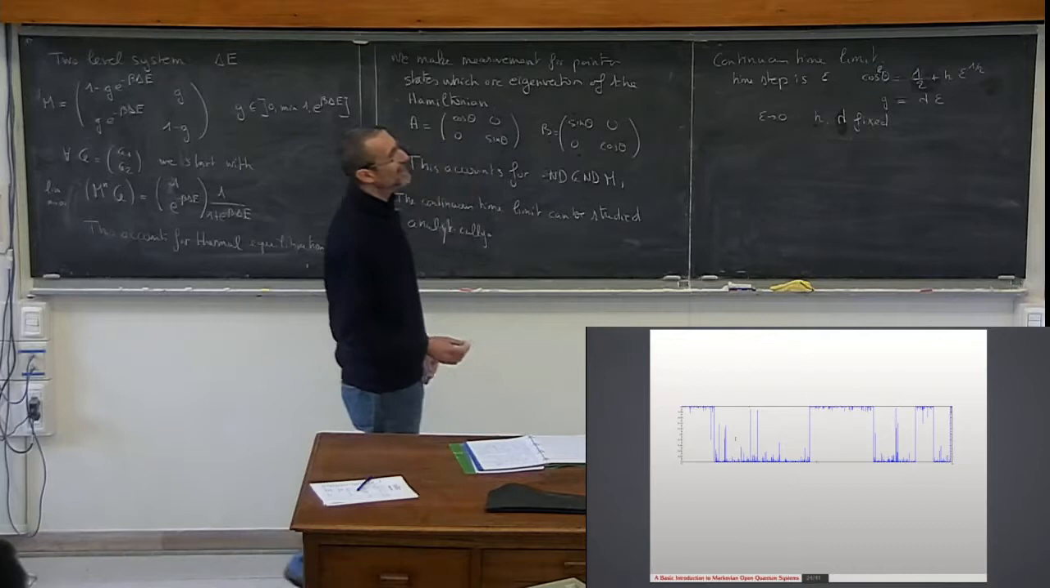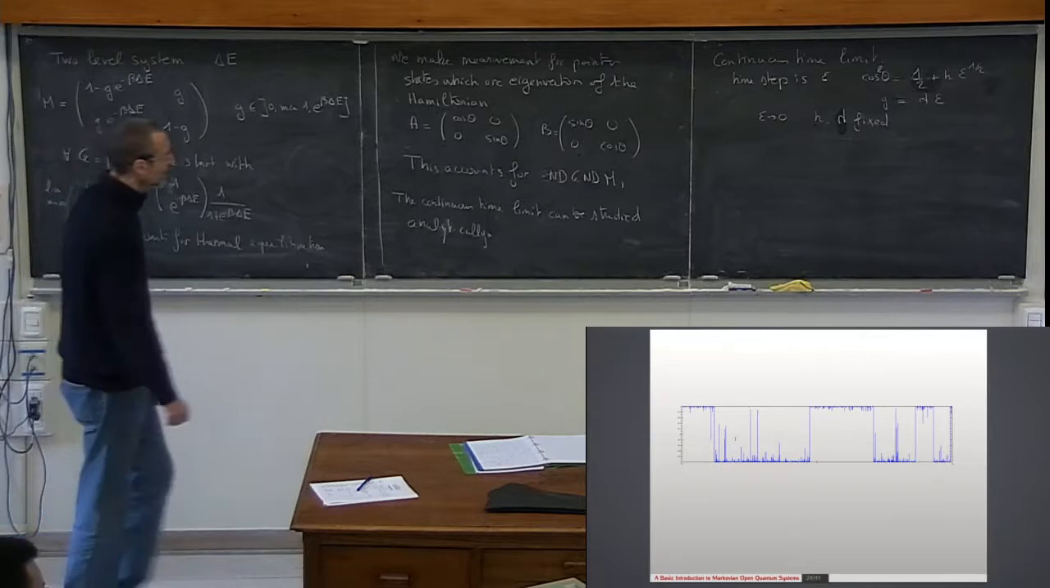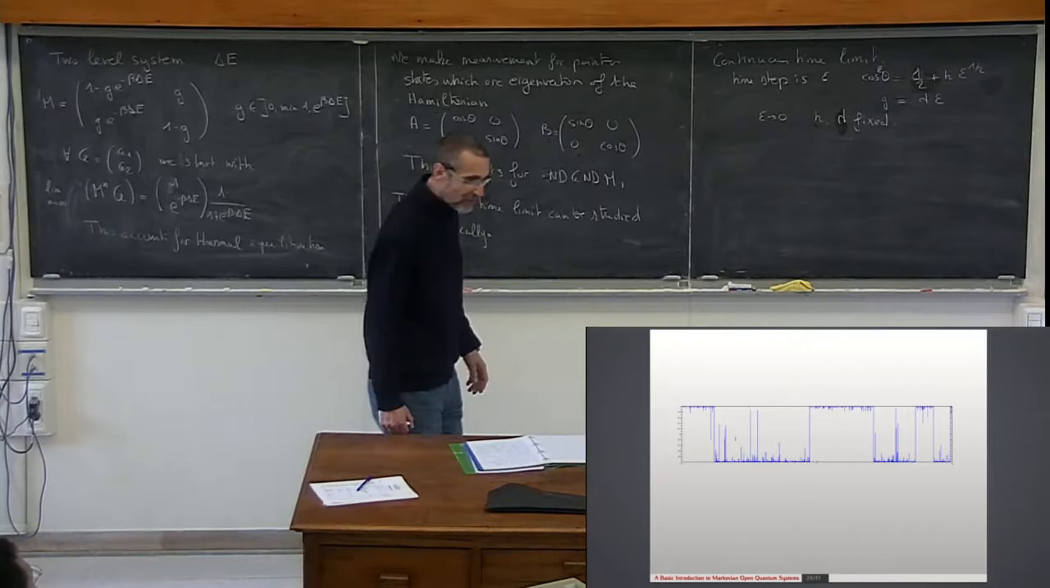Okay, so that's easy. I would like to show you another example, which is a bit more difficult, but still manageable analytically, and which is the following. We are still going to look at a two-dimensional system, but this time we are going to look at the quantum dot. So what are we going to do?